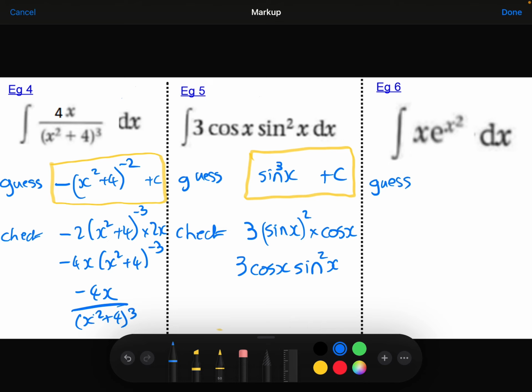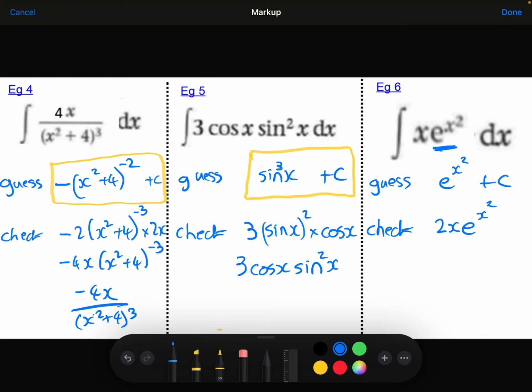My guess, well, the exponential, I know would integrate to be the exponential, so let's just check that. E to the x squared. Let's see, would that work? If I differentiate the exponential, I get the exponential, nothing changes. But by the chain rule, I have to multiply that by the derivative of the inside. The derivative of x squared is 2x.